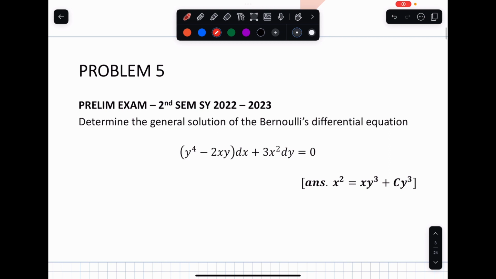By the way, this is problem number 5 on the reviewer I provided, which is related to Bernoulli's equation. That's why these are not numbered sequentially. So we start with problem number 5. This is an example of a prelim exam during the second semester of school year 2022-2023, with the given problem together with the answer. We just need to find the solution for this given problem, so we have determined the general solution of the Bernoulli's differential equation.